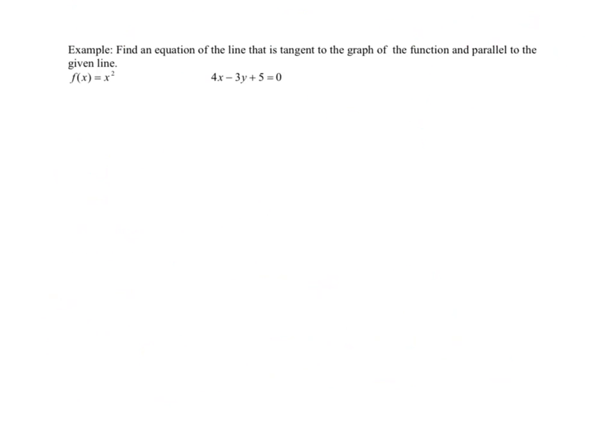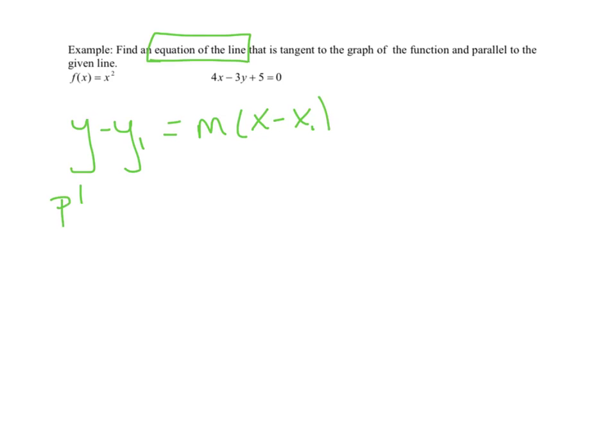All right, last question for the night. Find the equation of a line. There's that question again. So what's going through your head? Before I even read any further, you should be saying to yourself, I need y minus y1 equals m times x minus x1. I need a point and I need a slope. Remember, the point is algebra 2, slope is calculus.